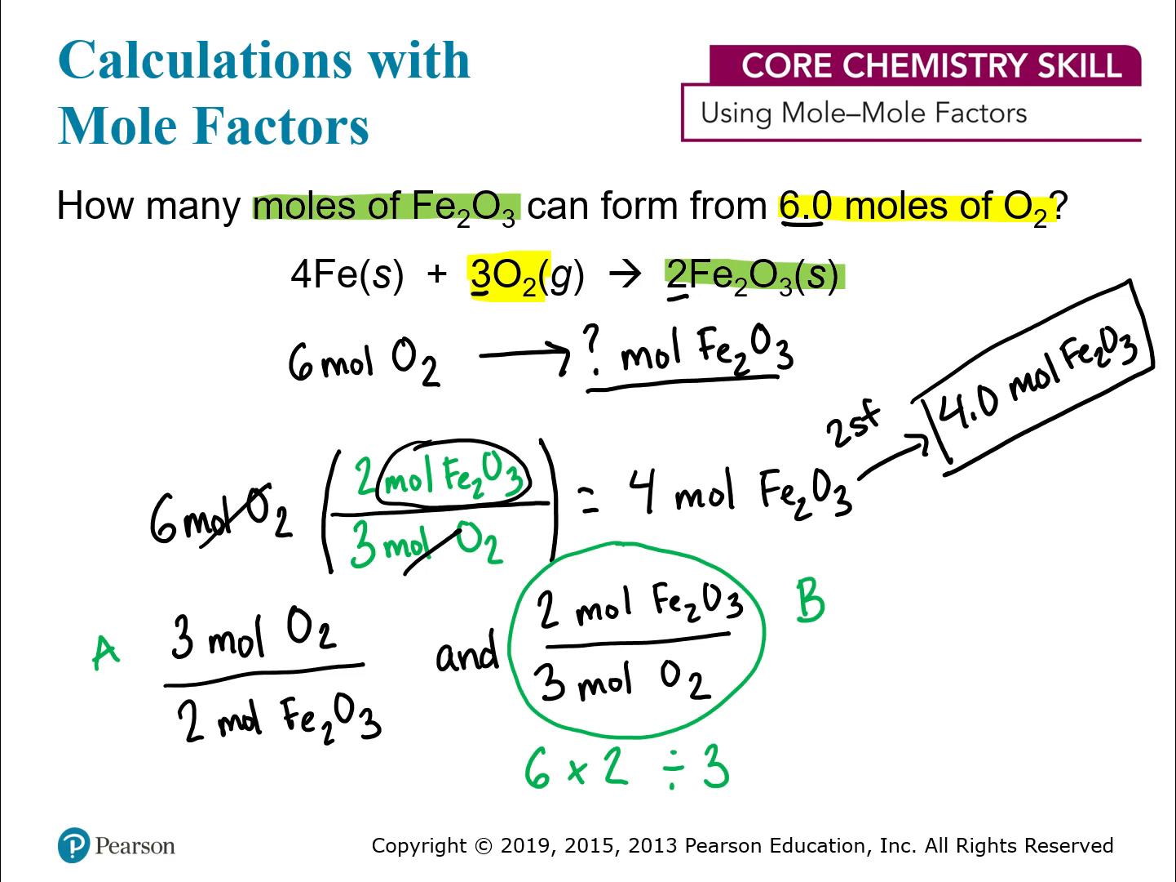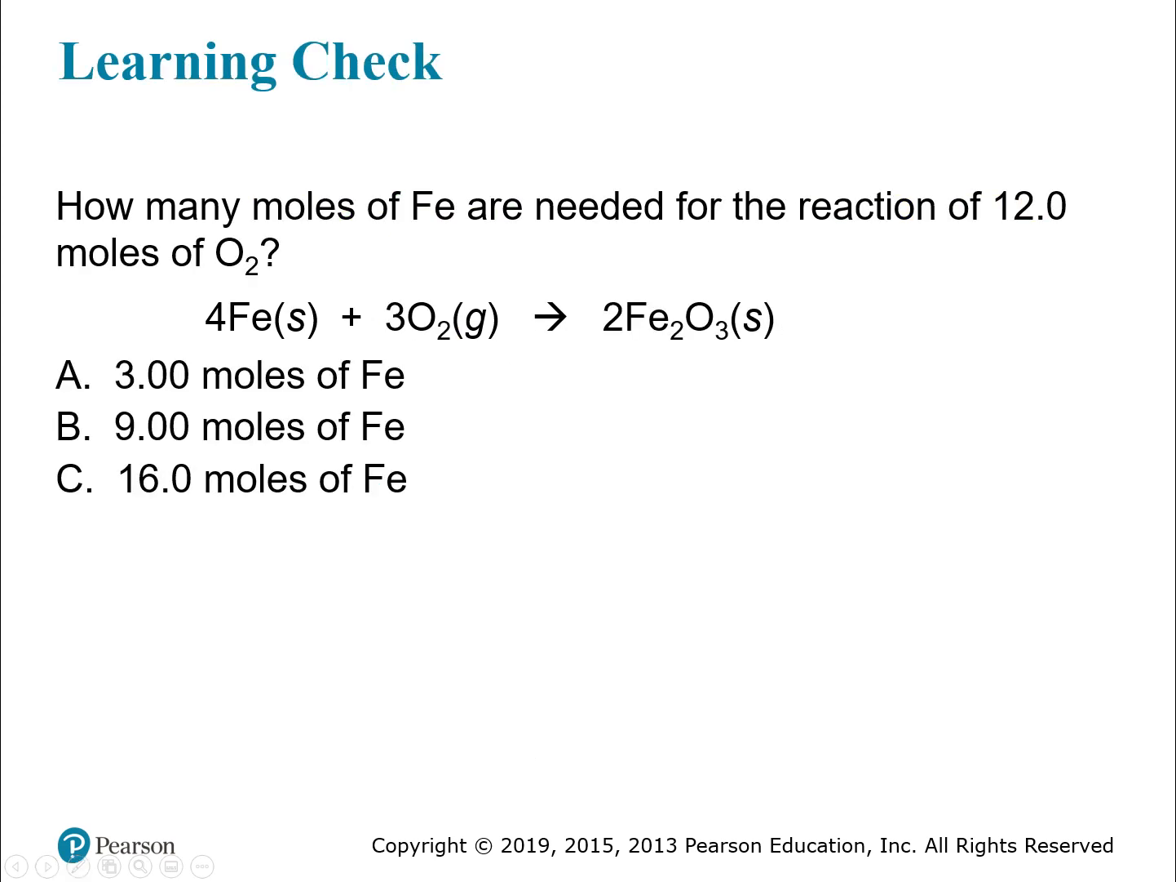Do we want to go on and do another one? So here's another one. This time, we need to figure out how many moles of iron we need to react with 12 moles of oxygen.